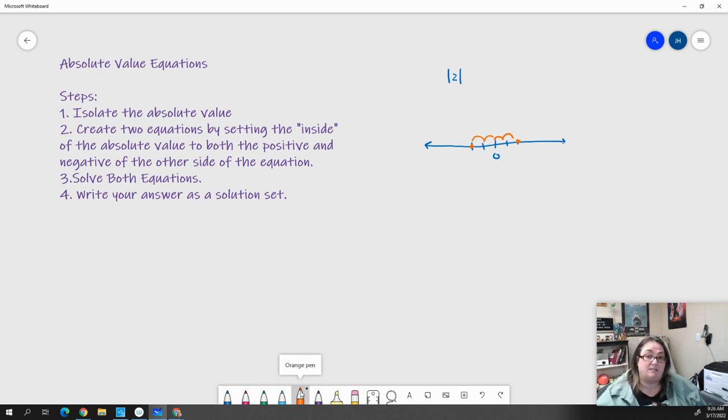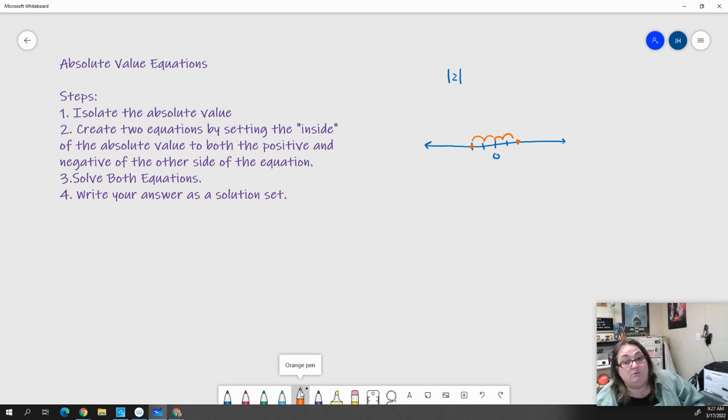Because if you look at the steps, it says isolate the absolute value. That means the only thing that you want on one side of the equal sign are those 2 lines that represent the absolute value and what's in between them. Nothing else. Everything else should be moved to the other side. Then it says create 2 equations by setting the inside, what's left inside that absolute value, to both the positive and negative of the other side of the equation.